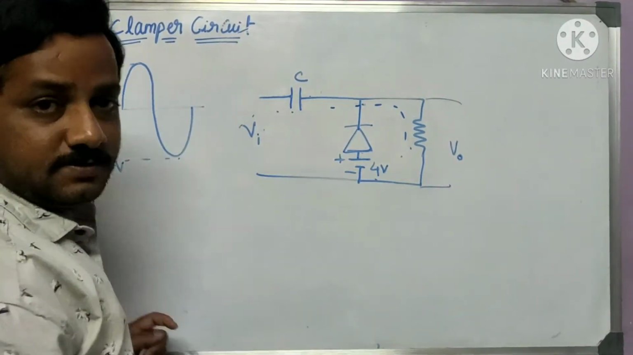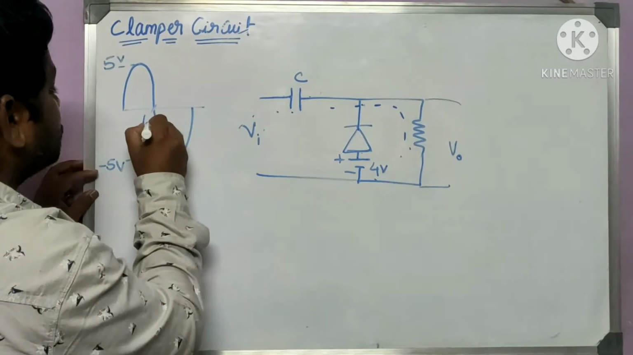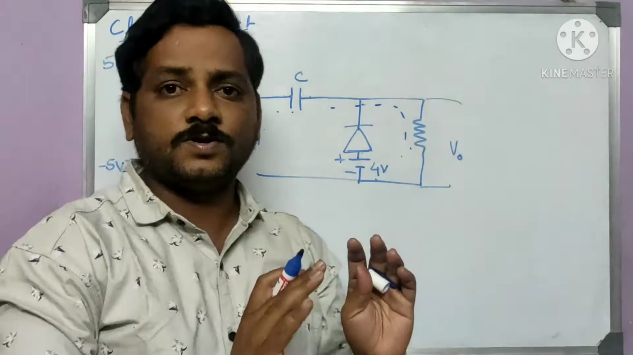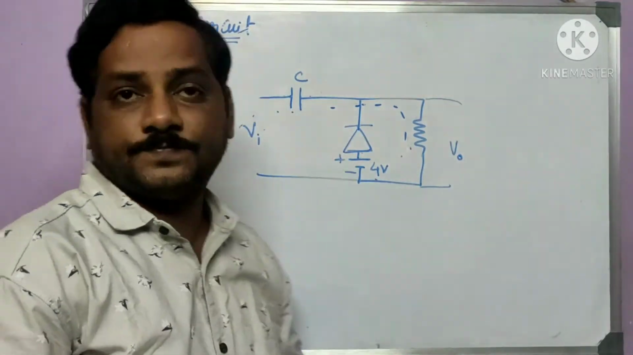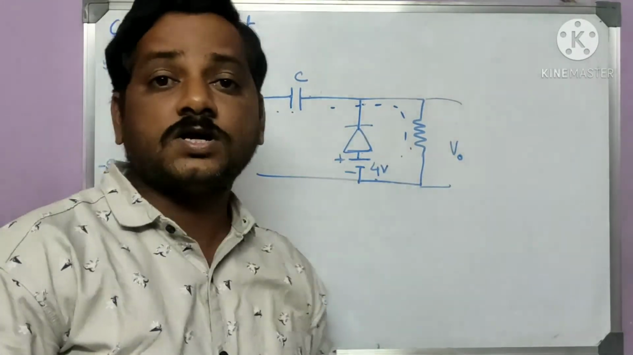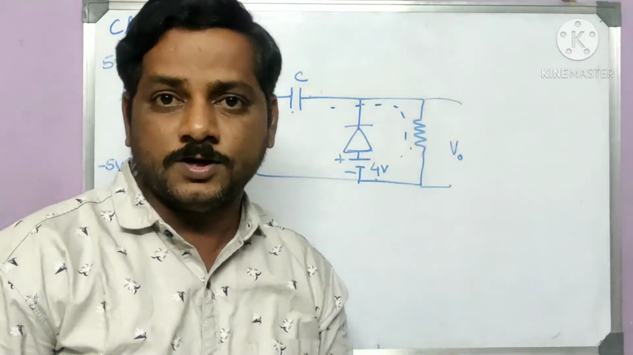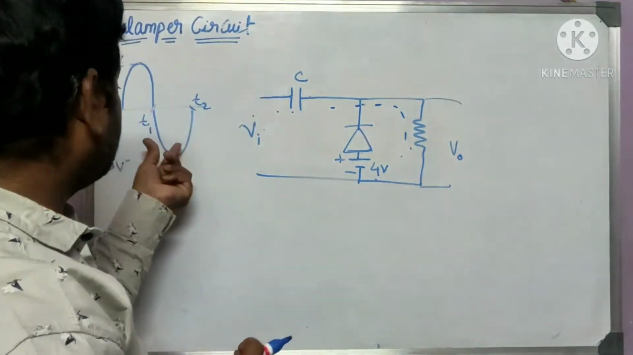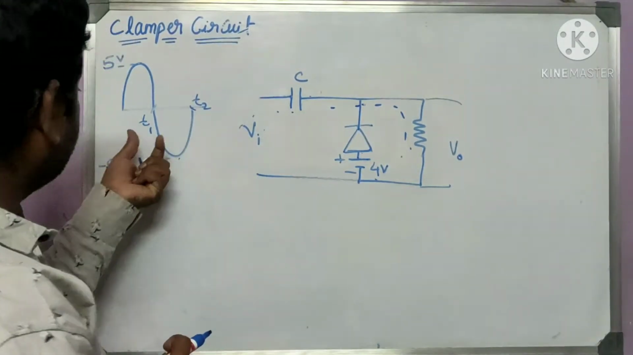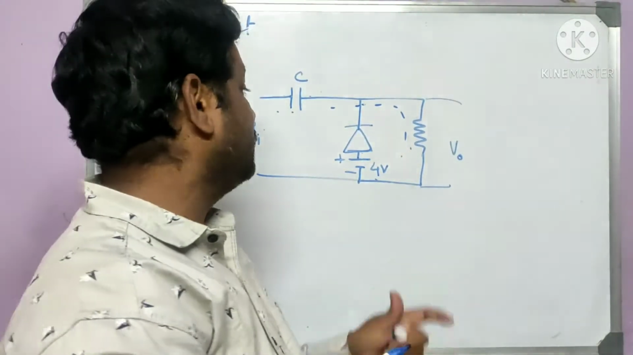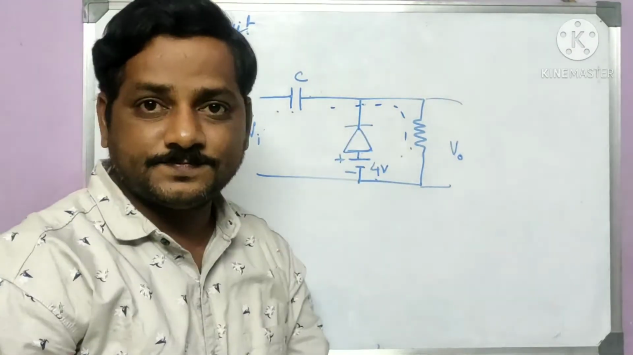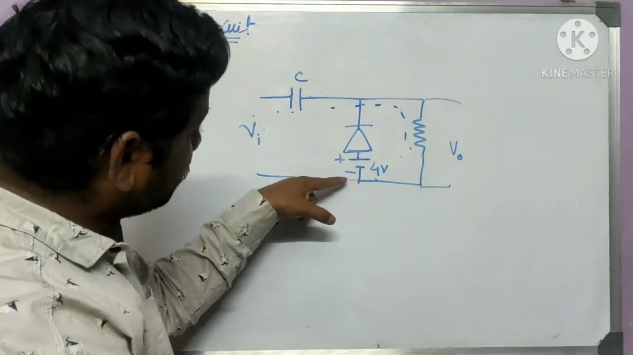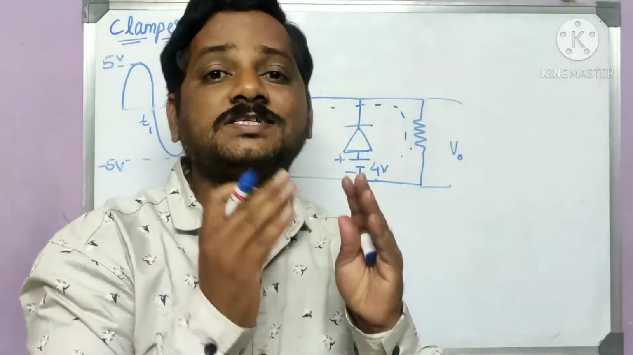During the positive cycle, let's say this is time t1, this is time t2. During the positive cycle, this diode will not conduct, in the sense it is in the off mode. So the capacitor will not be charged. Let's start with the negative cycle. During the negative cycle, this diode will conduct, and it will act as a short circuit, so that the current will flow in this fashion, and the capacitor will get charged up.